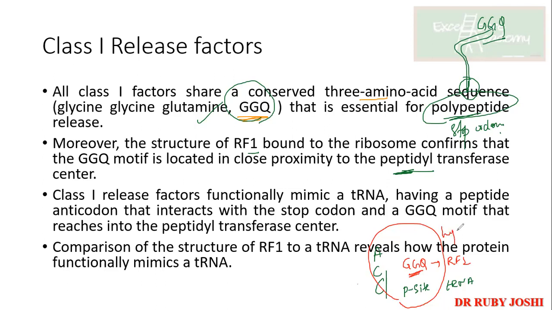Now, how is it going to happen? With the help of hydrolysis. Okay, now class 1 release factors functionally mimic a tRNA. If we see the structure, as we saw in the last class, the structure of the class 1 release factor is almost like a tRNA. So it has a peptide anticodon which is going to interact with the stop codon, and the GGQ motif which reaches the peptidyl transferase center. So I hope this much is clear, Tanvi. This point is really very important from the exam point of view. Is this point clear?